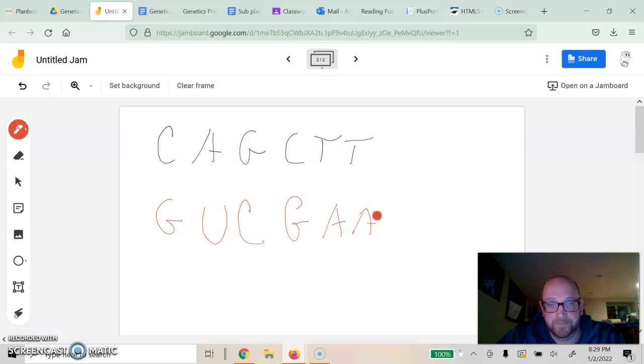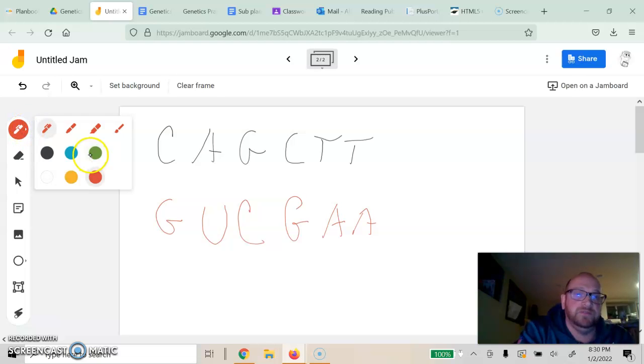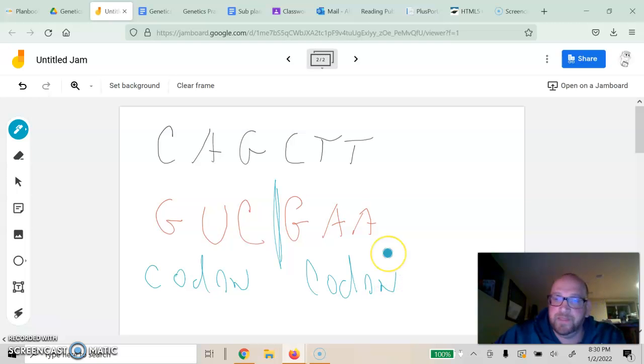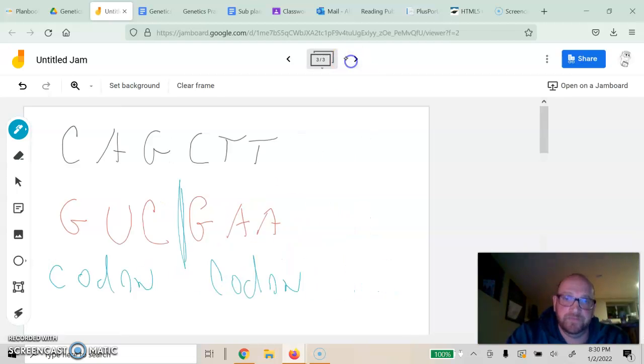Don't take them away. Then you're going to bring this messenger RNA strand back to your group, and you are going to divide it into groups of 3. If you remember, groups of 3 are called codons. Each group of 3 is 1 codon. Once you have them broken into groups of 3, you are then going to transcribe these codons into anticodons.